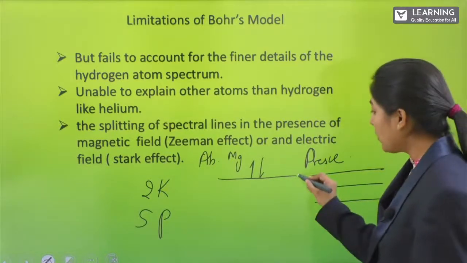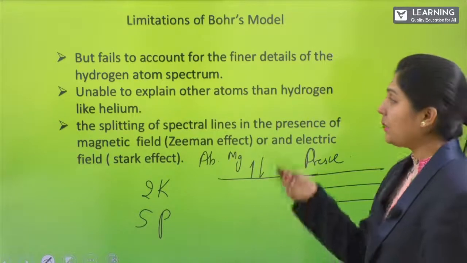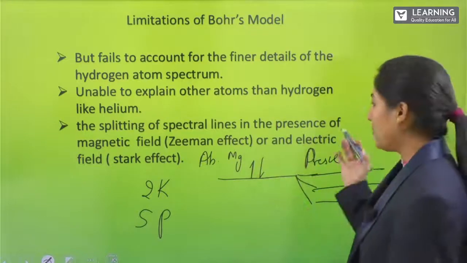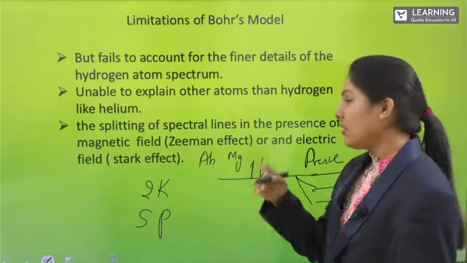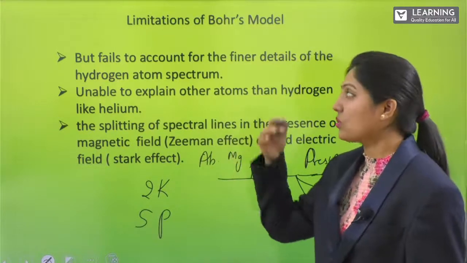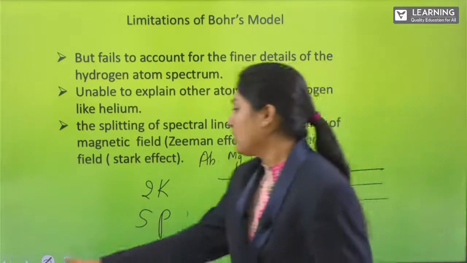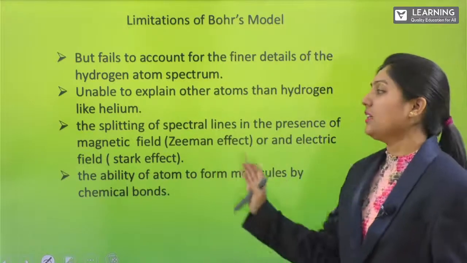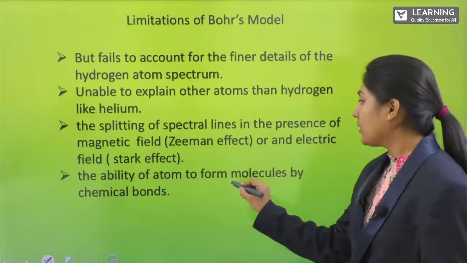This splitting of the p orbital into 3 levels was not explained by Bohr, and that effect is called the Zeeman effect, and we also have the splitting of levels, which is the Stark effect. The Stark and Zeeman effects were not explained by Bohr, and so these are the limitations of the Bohr model. And he explained the ability of atoms to form molecules.